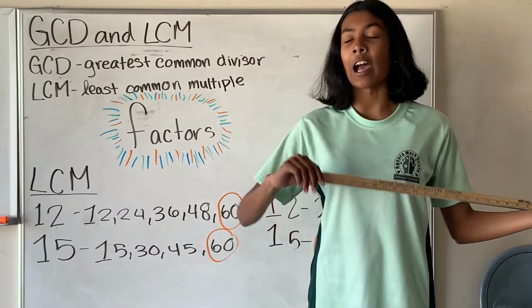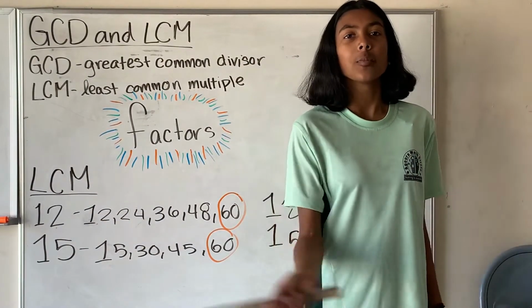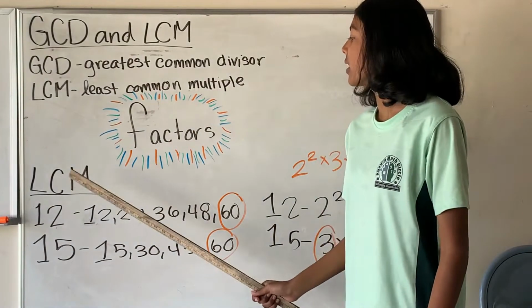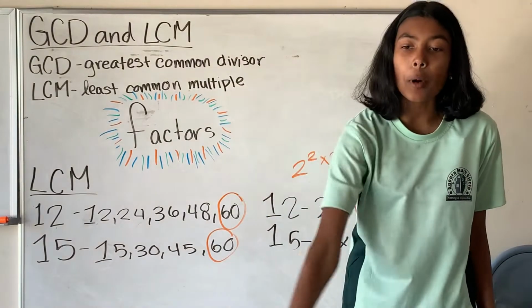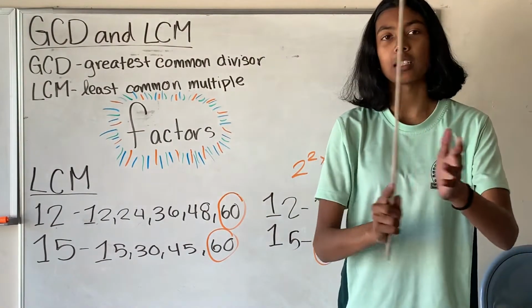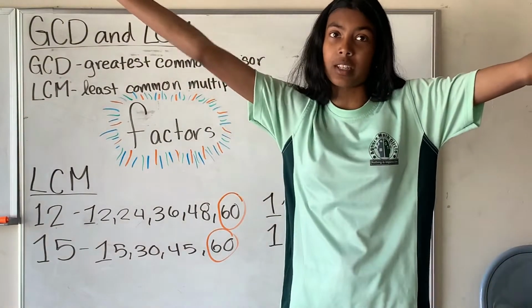Now let's try to figure out how to solve LCM, or least common multiple. As it says, we're trying to find all the multiples of 12 and 15, and we want to find the smallest of them. The smallest, because we can't find the biggest, because there are infinitely many numbers.